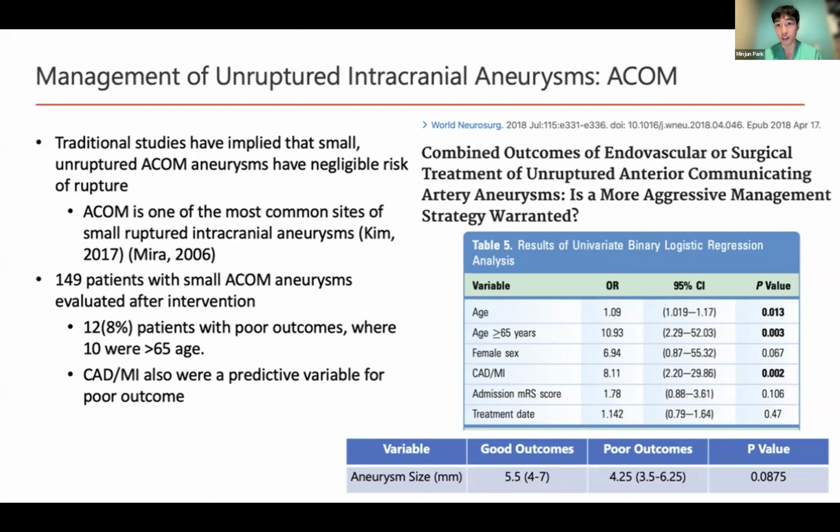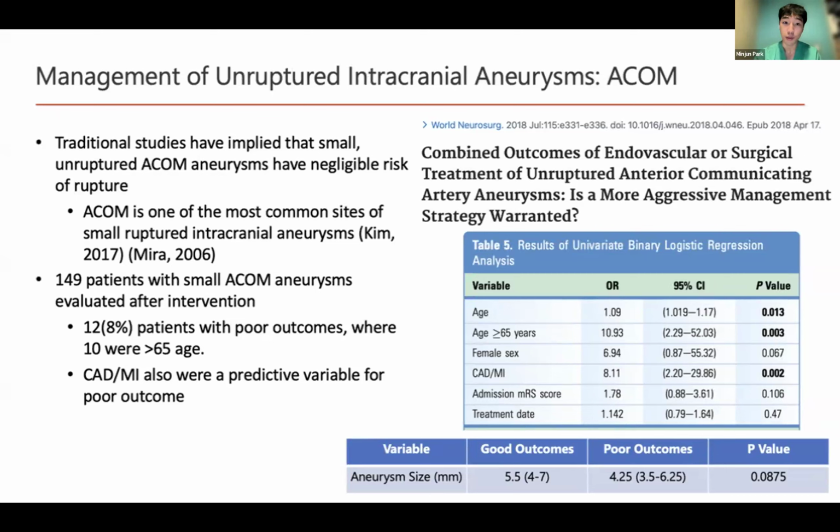So this study that I am talking about right now evaluated about 150 patients with small ACOM aneurysms that were evaluated after intervention. What they wanted to question was whether treating patients with small ACOM aneurysms would be beneficial, given that this is 2018 and there has been increased technology and advancements in endovascular surgeries and things like that, to allow the mortality rate for surgeries to be lower.